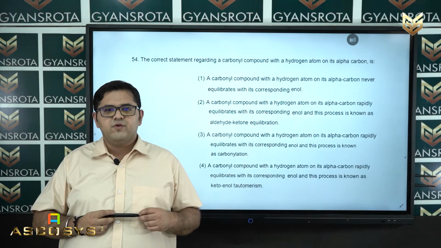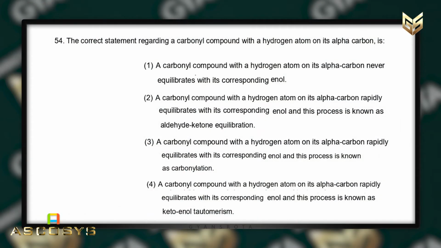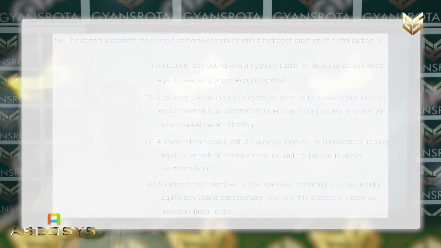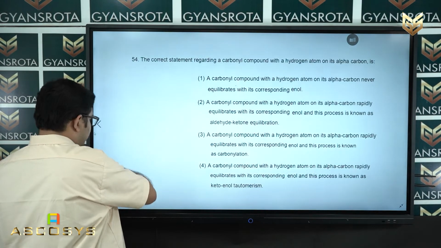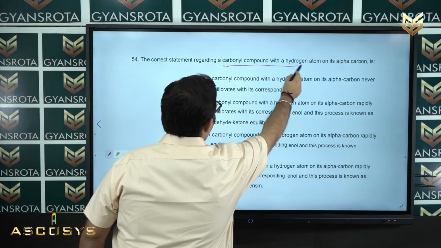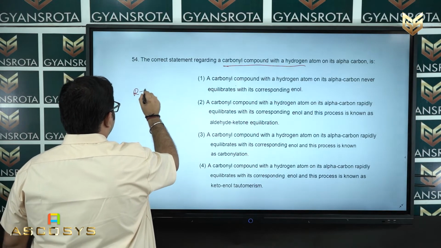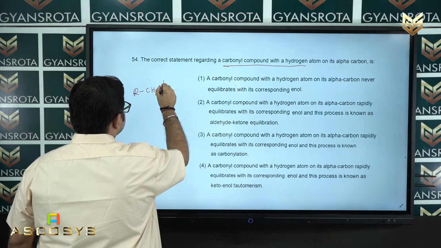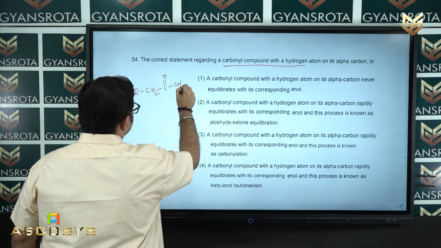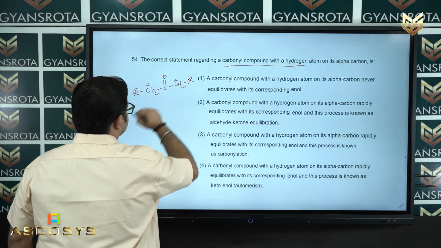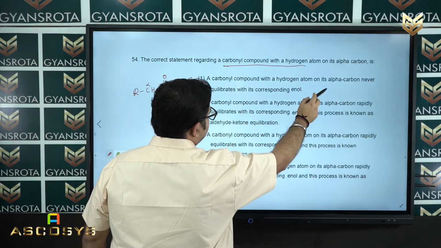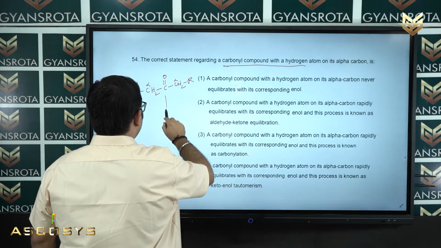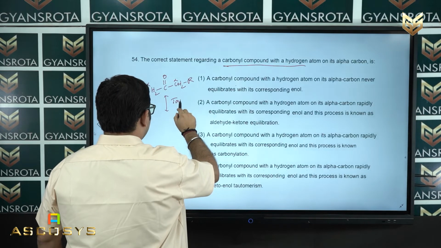Question number 54 is on your screen. The correct statement regarding a carbonyl compound with a hydrogen atom on its alpha carbon is... Now we are moving to the solution part. What they ask is about the carbonyl compound with an alpha hydrogen. So, let us draw one carbonyl compound with alpha hydrogen like this, CH2R. So, it has the alpha hydrogen. The first statement says a carbonyl compound with a hydrogen atom on its alpha carbon never equilibrates. No. Tautomerization will take place here.